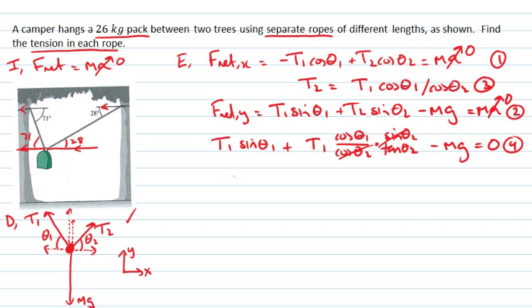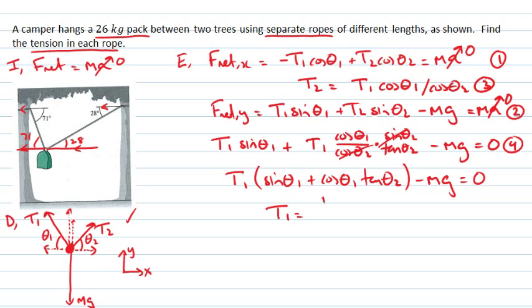Now T1 is common, so I've got T1 outside of sine theta 1 plus cosine theta 1 times the tan of theta 2, minus mg is equal to 0. I take mg to the right hand side and then divide by the brackets to get T1 by itself.